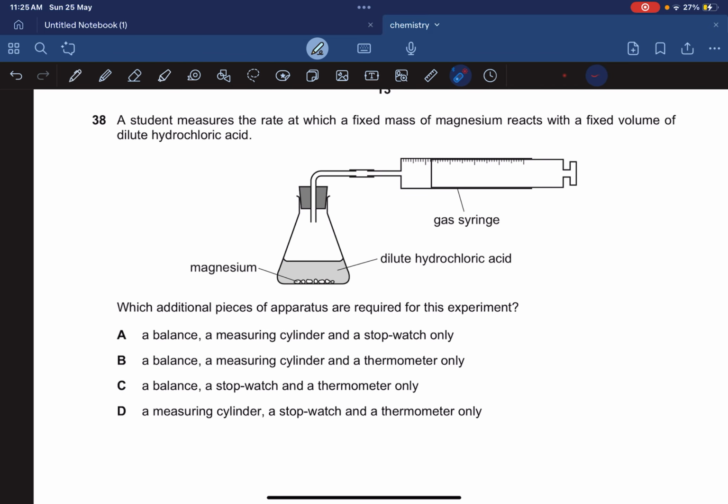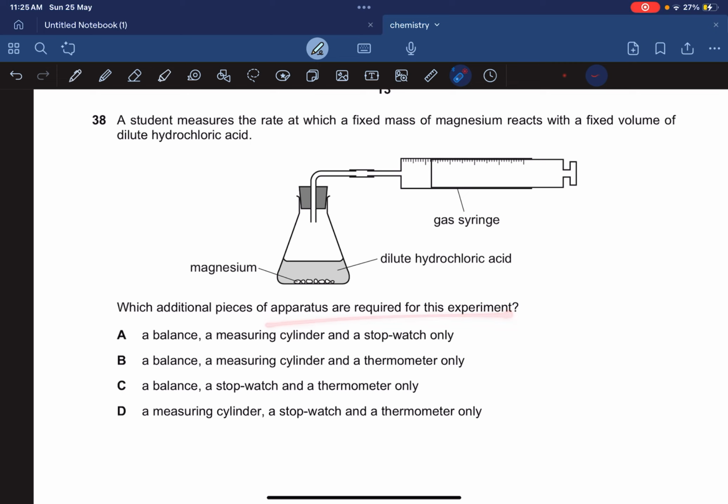Moving on to question 38, which says a student measures the rate at which a fixed mass of magnesium reacts with a fixed volume of dilute hydrochloric acid. Okay, you have a fixed mass of magnesium, you have a fixed volume of dilute hydrochloric acid. You're measuring the rate by measuring the volume of which gas is going to be produced. You have a metal plus acid that's going to produce hydrogen gas. Which additional piece of apparatus is required for this experiment?